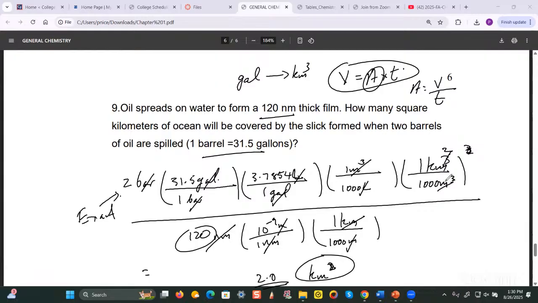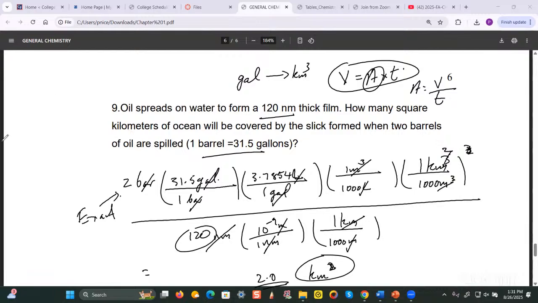You know what I'm saying? That's the reason why I went through all this trouble. The top part, you want to get it expressed in kilometers cubed. The bottom part, you want to get it expressed in kilometers. So that when you do the math, your final answer will be expressed in kilometers squared. Okay, any other questions about this?